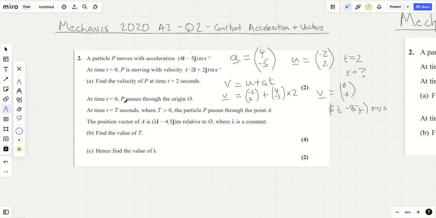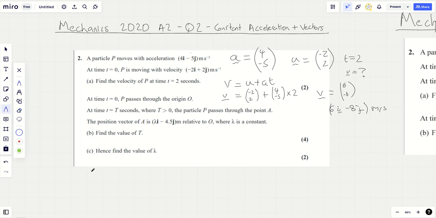At time t equals 0, p passes through the origin. So it starts off at the origin. So if you are going to use that s equals r0 plus ut plus a half at squared, that's good because what that's telling you is r0 is 0, 0, and so you can ignore it because it's starting at the origin. And so we've just got the more traditional s equals ut plus a half at squared. Okay, that's cool. At time t equals t, the particle passes through A. The position vector of A is lambda i minus 4.5j relative to O, where lambda is constant.